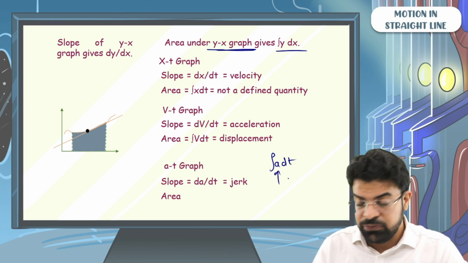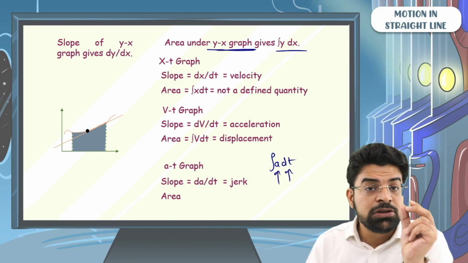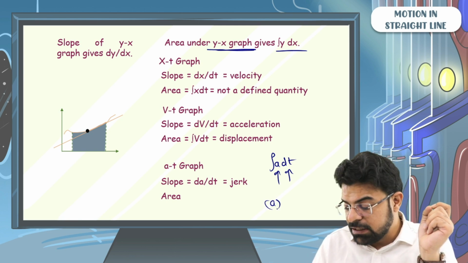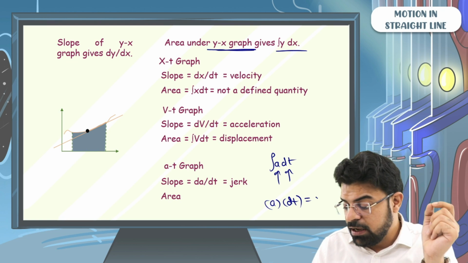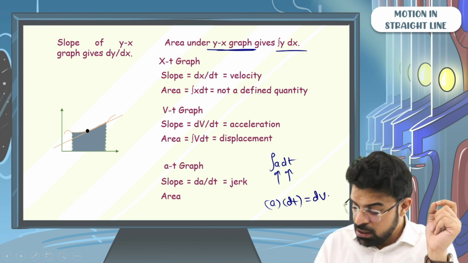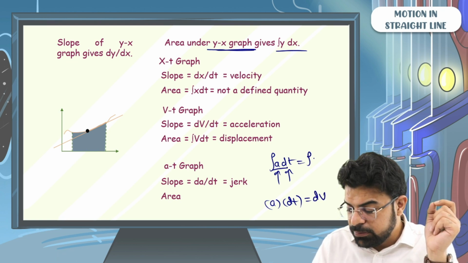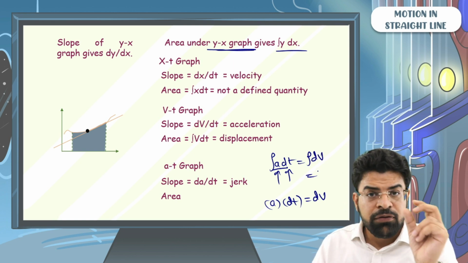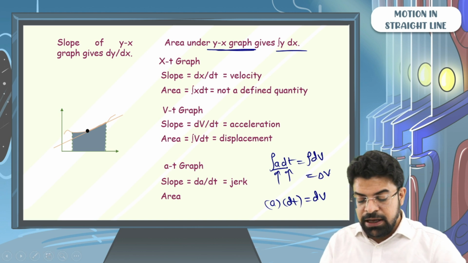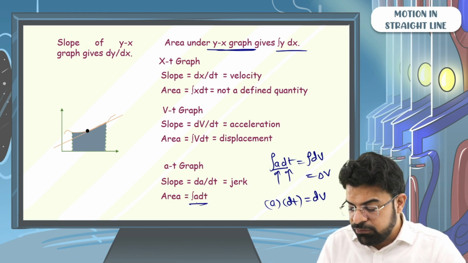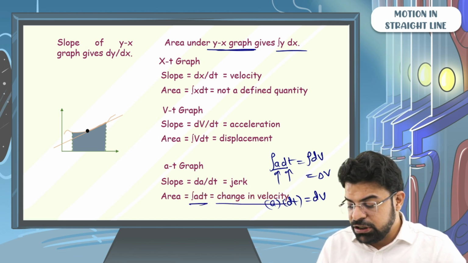What is a? Acceleration. What is dt? Infinitely small frame of time. If you take the acceleration and multiply it with an infinitely small frame of time, what do you get? The infinitely small change in velocity. So you can write integral a dt to be the same as integral dv, and when you integrate dv, you get the overall change in velocity. So the area under the acceleration time graph gives me the change in velocity.